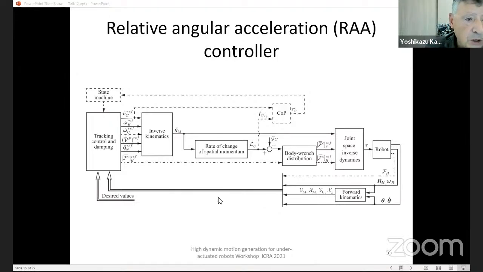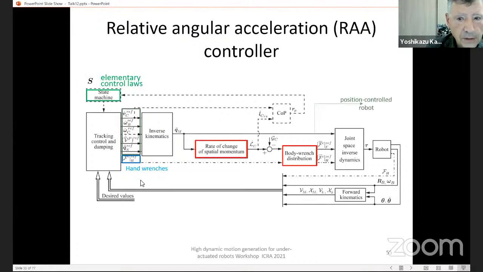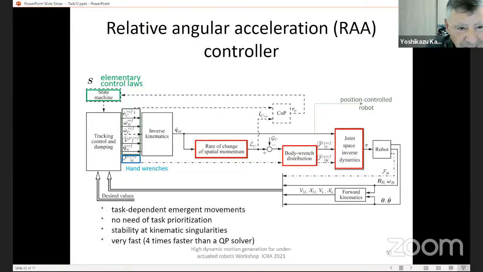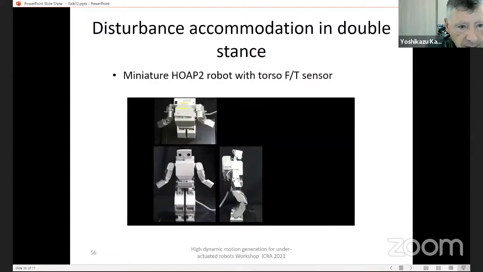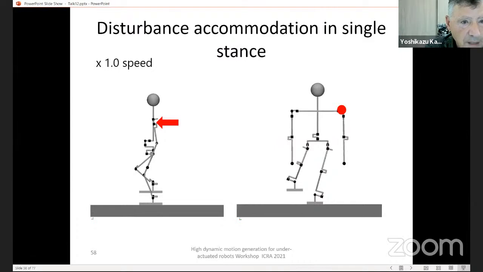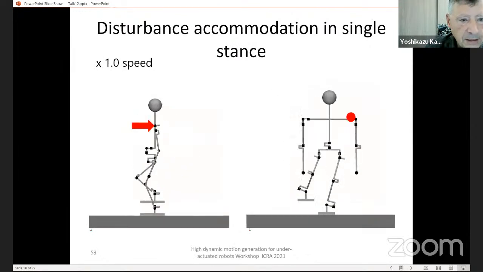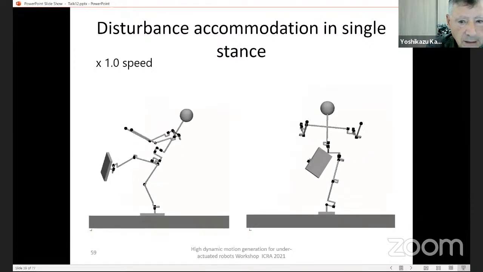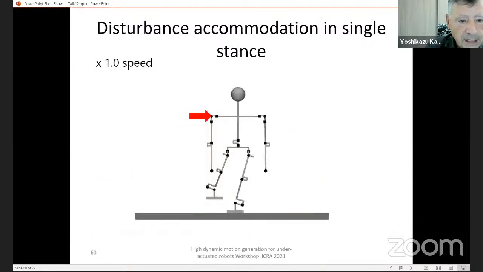Okay, so this is our control which we designed. It has these components for the control laws, hand wrenches, and so on. Because of time, I will go very fast over this and show you some results. We have disturbance accommodation in single stance. This is reaction in single stance. This is when you have a push on the shoulder. This is when you have it in the lateral plane.